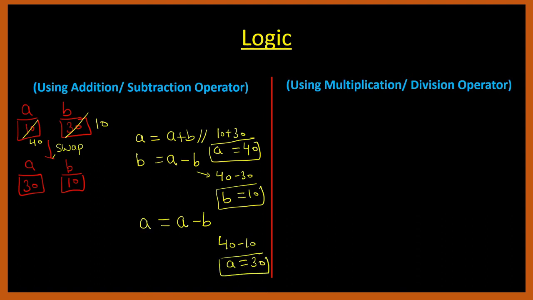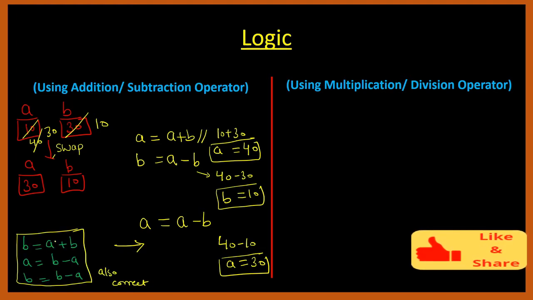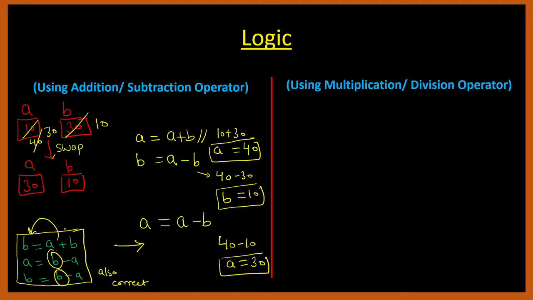So I will write A equal to A minus B. This will give me 40 minus 10, 30 inside A. So here 30 will be written. So now A contains 30 and B contains 10 after this third line. That means the values of A and B are exchanged now. You can also store this sum A plus B inside B, and then you can just write B minus A and B minus A to store the answer inside A and B. This will also give me the correct result.